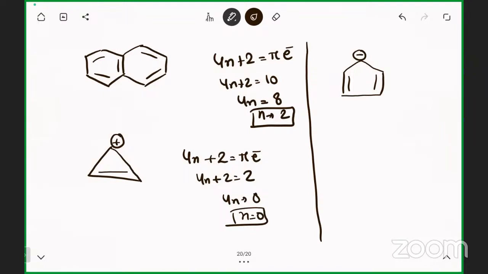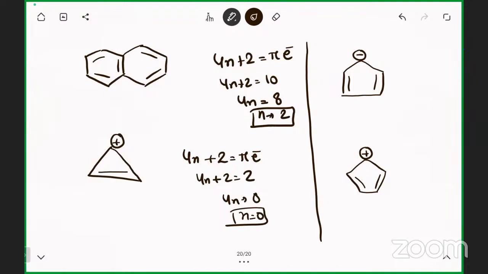This compound and this compound also. Third compound. Conjugation is present: double, single, minus sign, single, double bond, single bond. Conjugation is present. And the same compound, same conjugation is present. Both compounds are planar in nature.